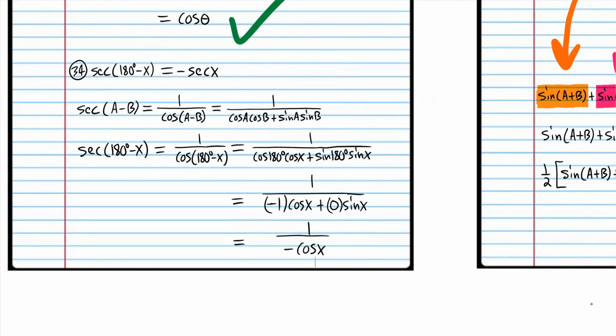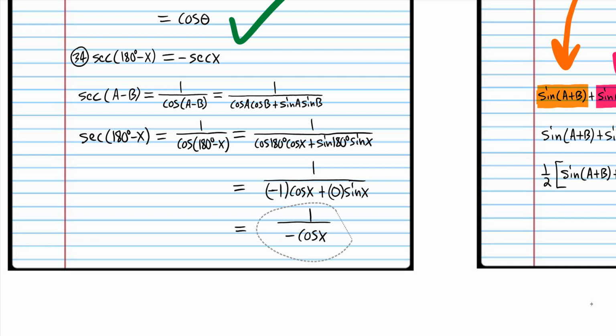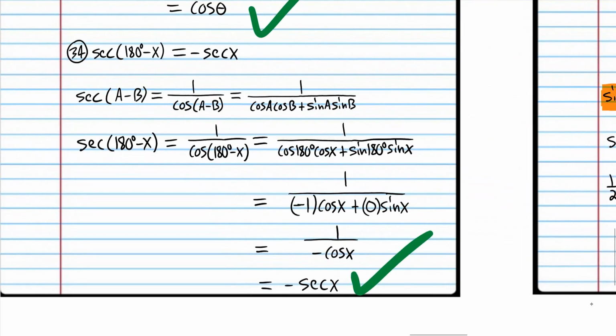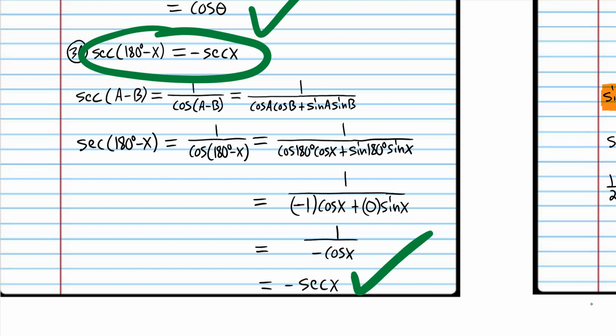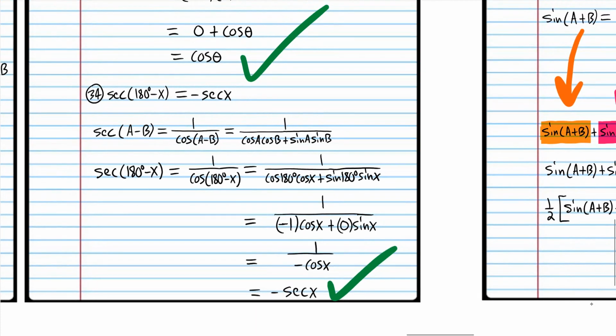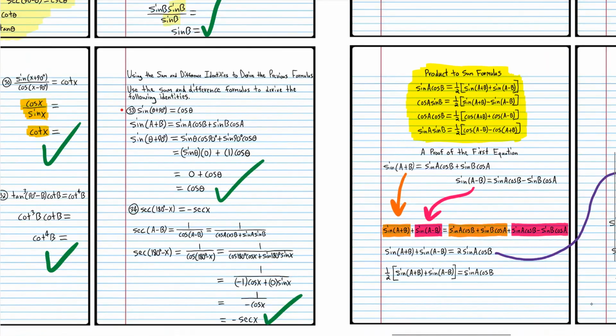And let's find a little bit more room. So the final solution, using a reciprocal identity, we can make that negative secant x. So we did it. So if I forget this identity, I can use the cosine of a difference of angle measures to help me actually derive that. If you are taking a test and you forget, you can always use the sum or difference formulas.